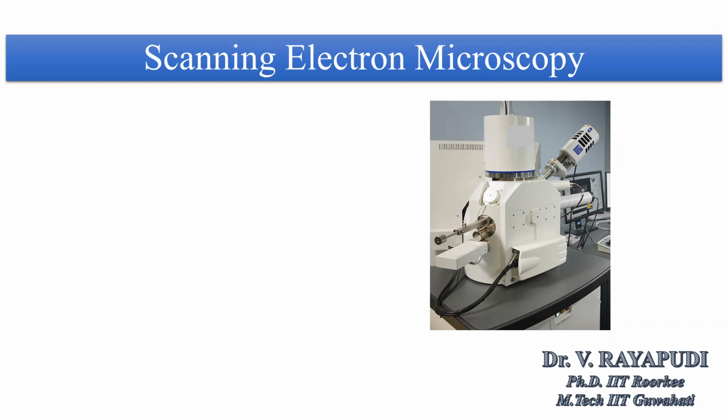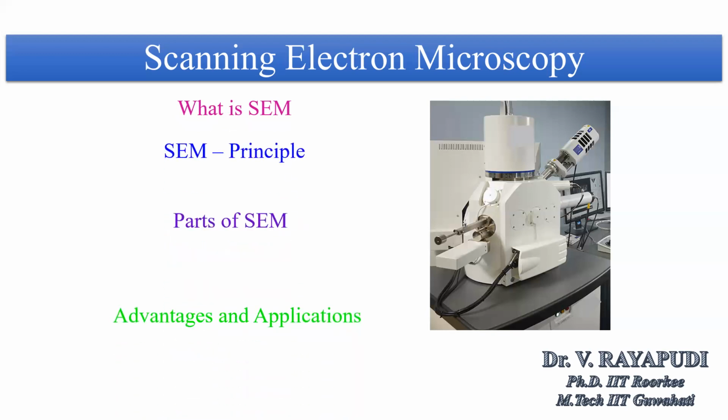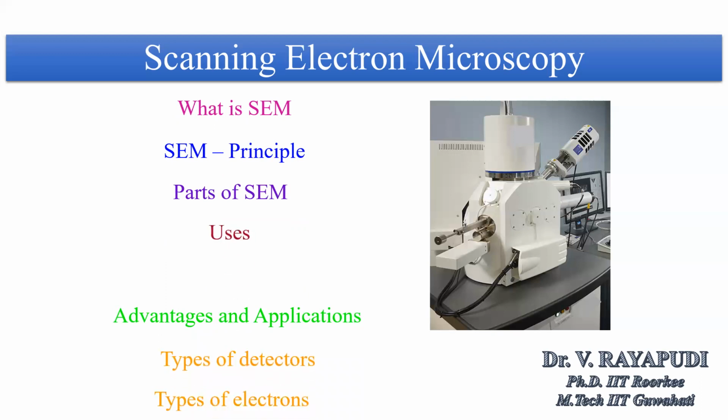So here I'm going to discuss scanning electron microscopy, a brief description. In this, I'm going to discuss what is SEM, its principle, advantages, applications, parts of SEM, types of detectors, uses, and types of electrons. So, what is SEM?